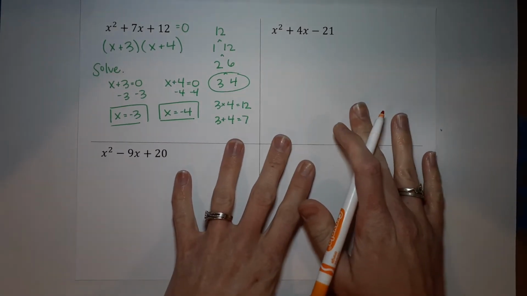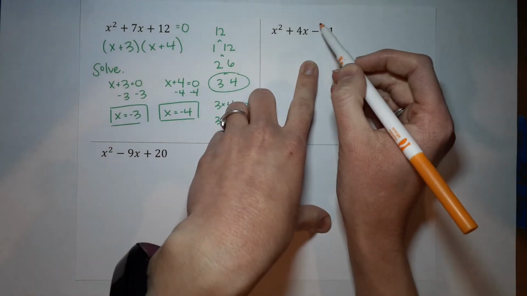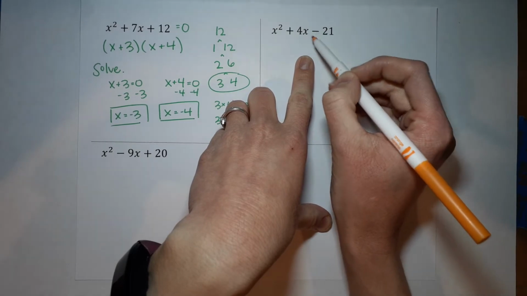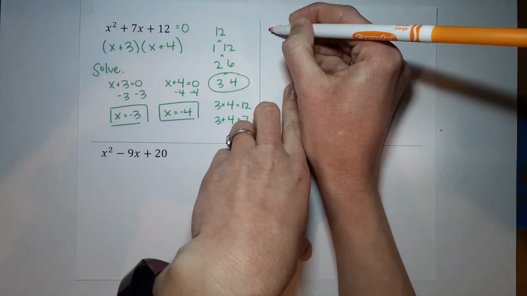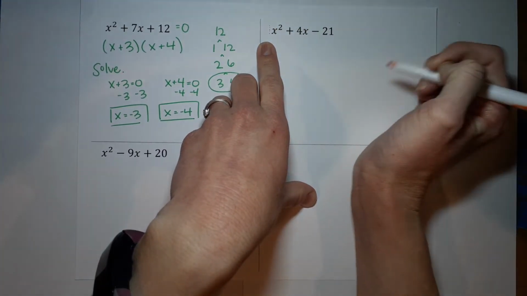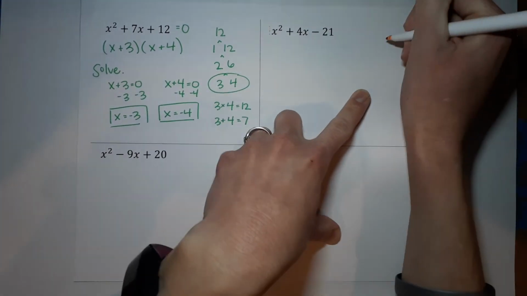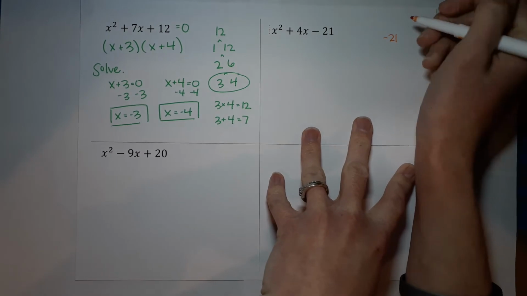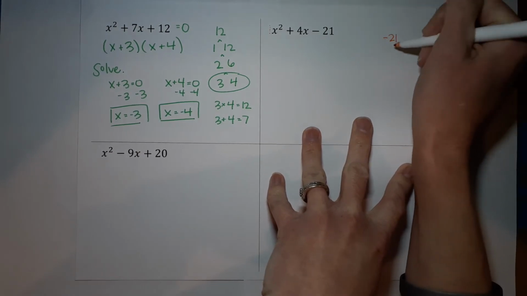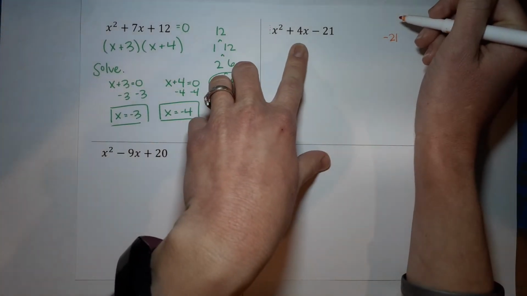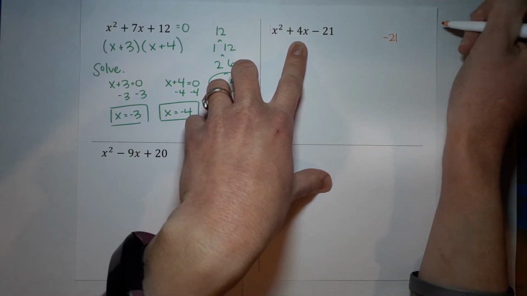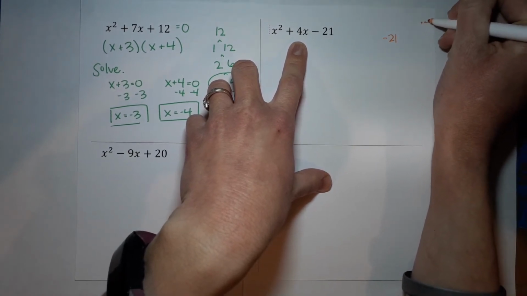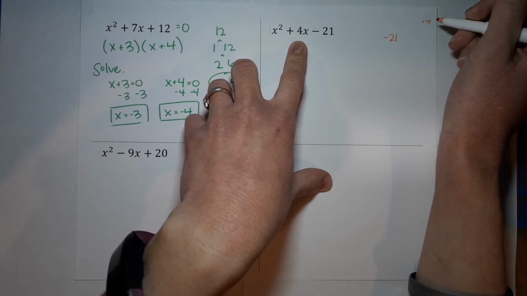We're just going to do the same thing. Okay, so I take this number, negative 21, multiply it by the number in front of here, which again is a 1 this time. So negative 21 times 1 gives me negative 21. I'm looking for a number that multiplies to negative 21, adds to positive 4. Okay, you might just want to put a little note on the side or something. That's what we're looking for.